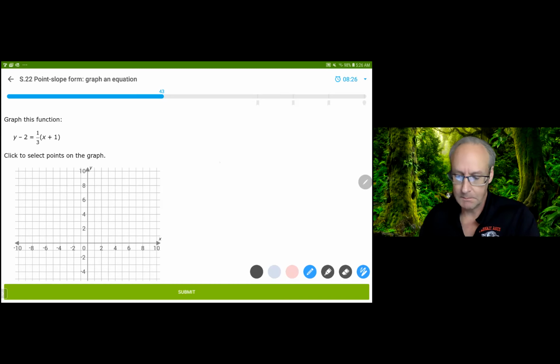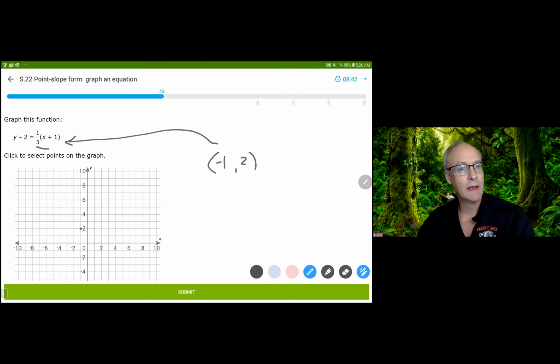Anyway, I need a 0 for my x. So I want to make the right side 0. So I need a -1 for x, and I need a +2 for y. So -1, +2 is one of the points on my graph. And I have a slope of 1/3. That's up 1 and over 3, and I'm done.